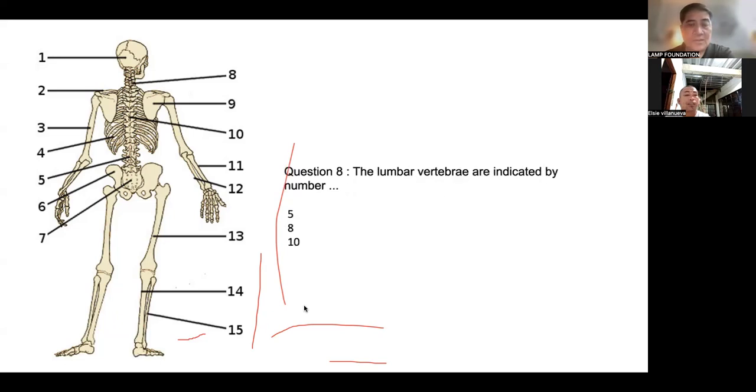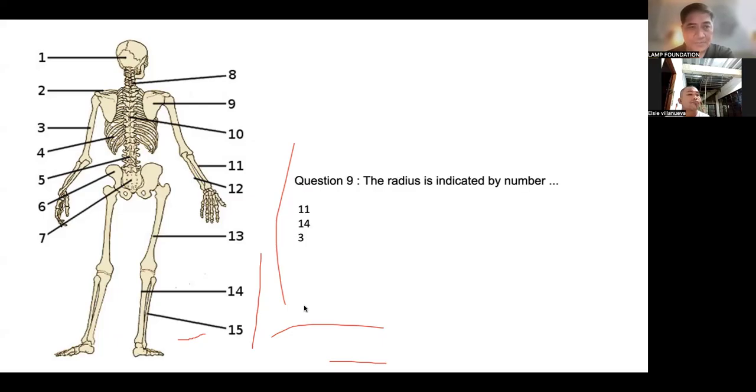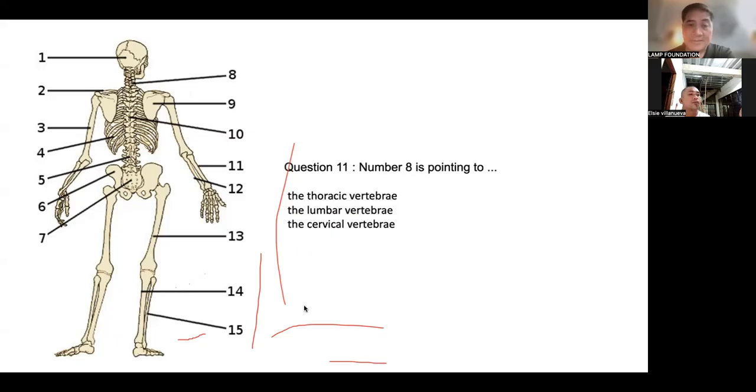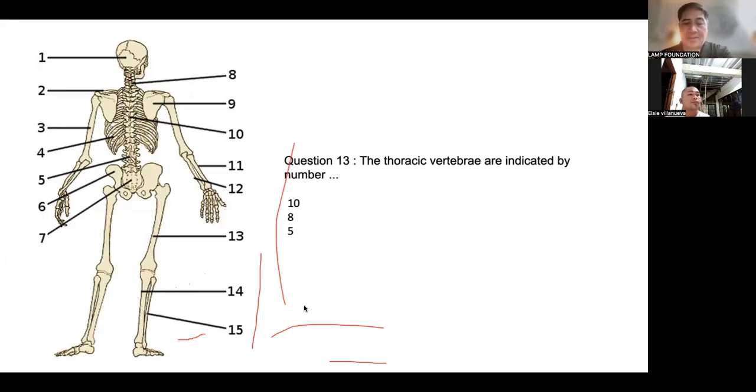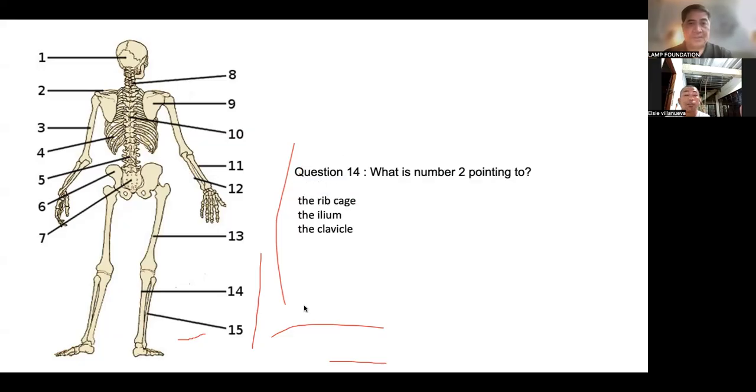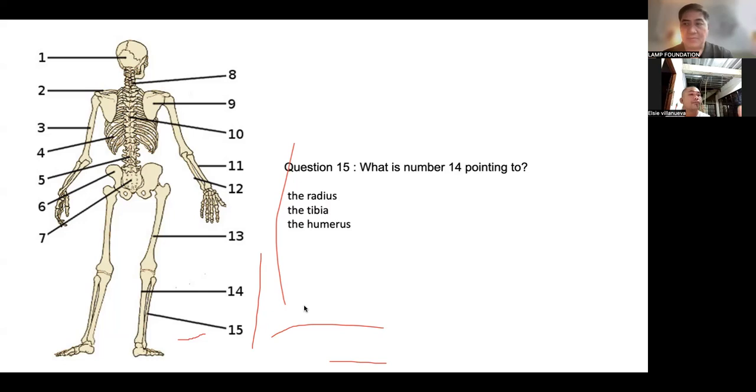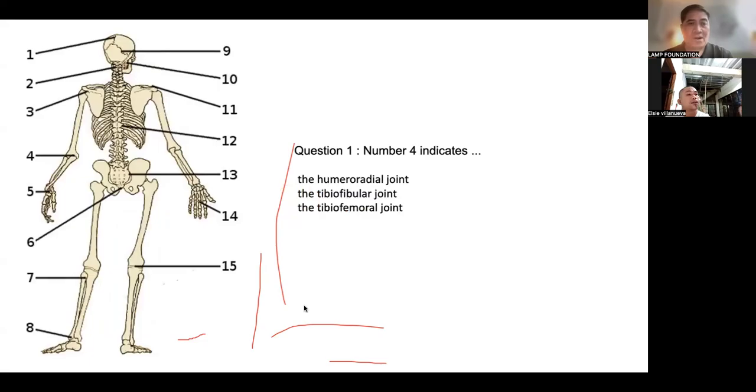Number 15, lumbar vertebrae. Number 5, radius. Number 11, rib cage. Number 4. Number 8, the cervical vertebrae. Humerus. Number 3, thoracic vertebrae. Number 10. Number 2, the clavicle. Number 14, the tibia. Number 4.